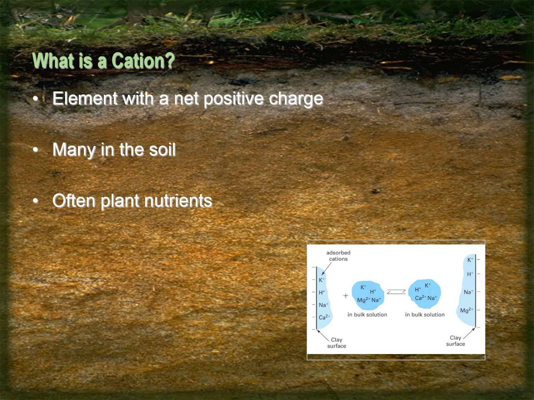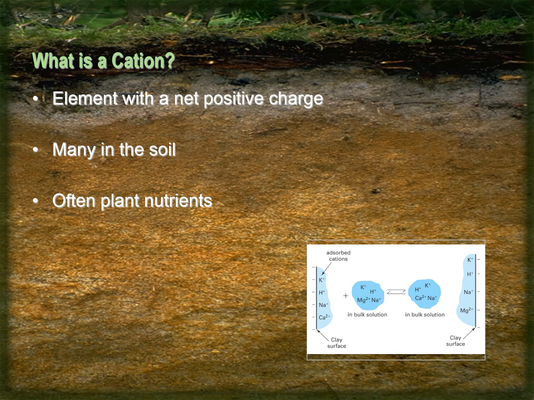So first of all, remember what a cation is. It's an element with a net positive charge. So in terms of the soil, remember we've got our four basic cations, which are calcium, magnesium, sodium, and potassium. But there's also aluminum, which is a +3. There's iron, which is usually a 2+ or a 3+. There's hydrogen, which is a 1+. There's ammonium, which is a 1+.